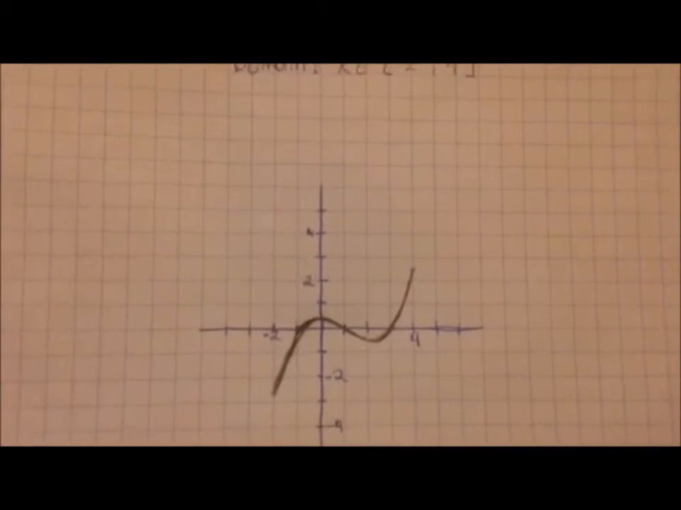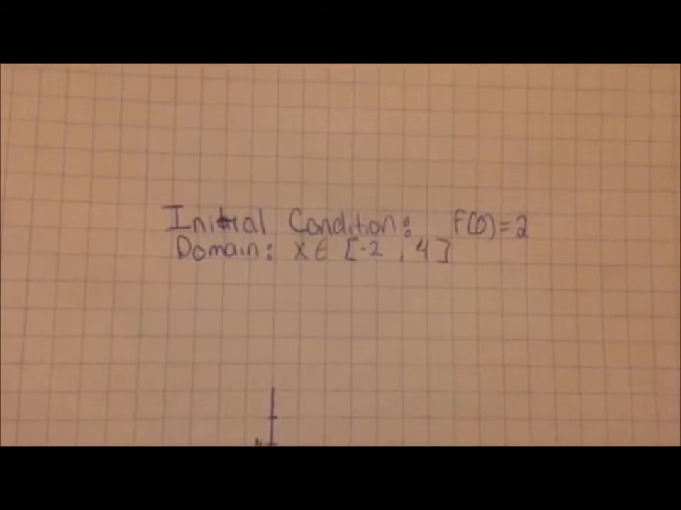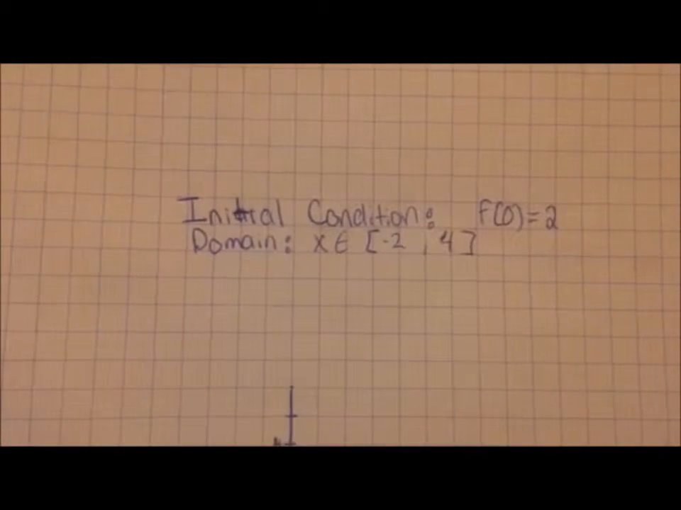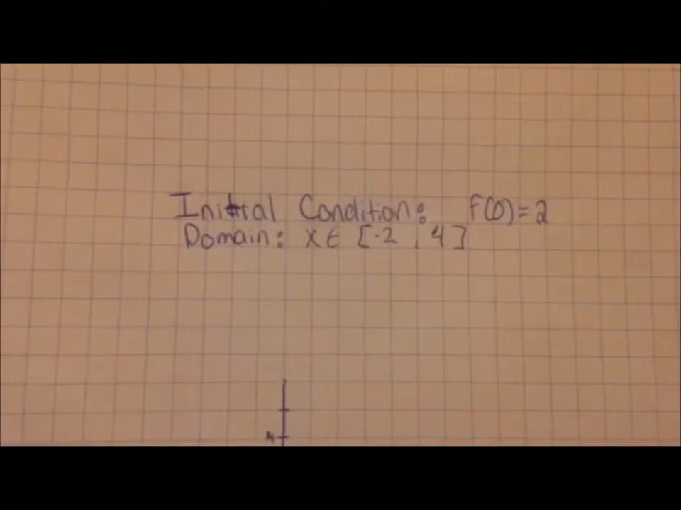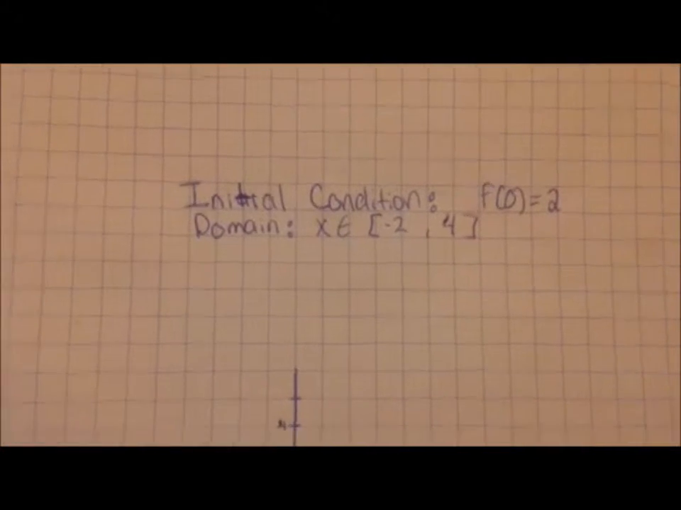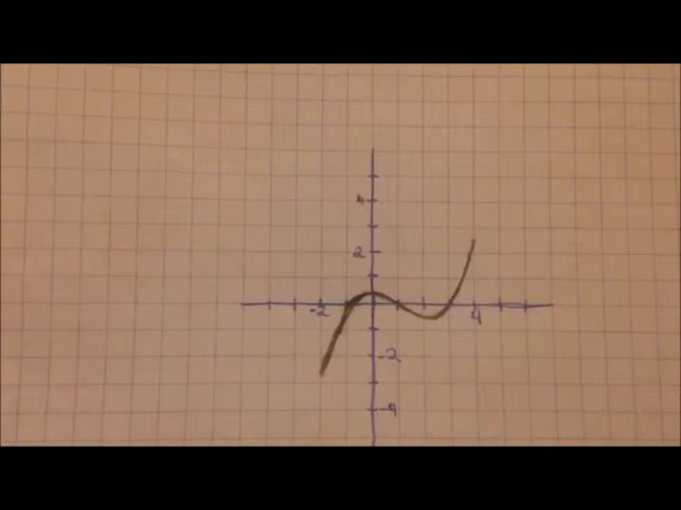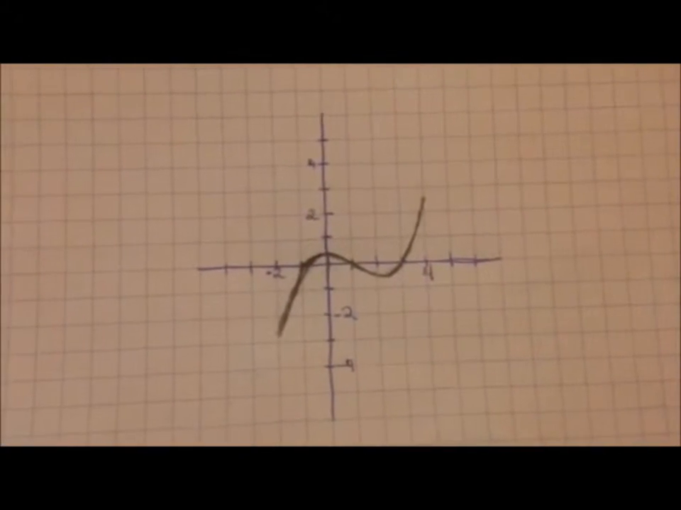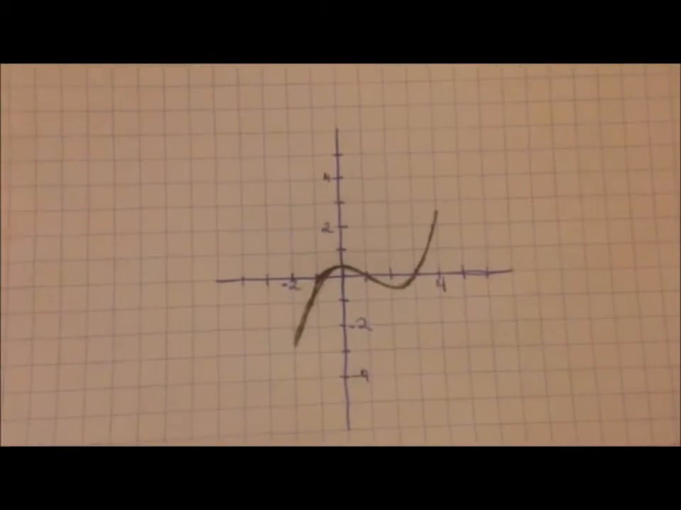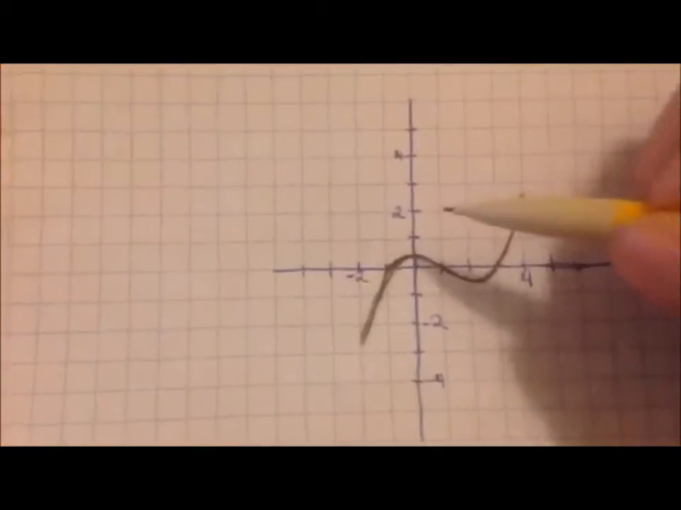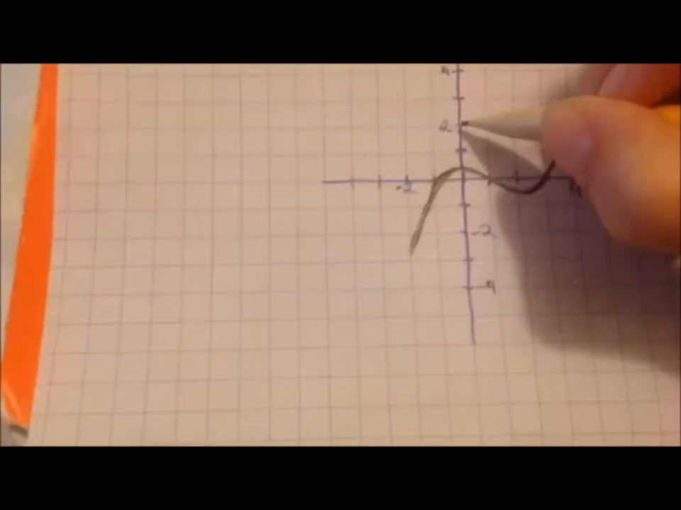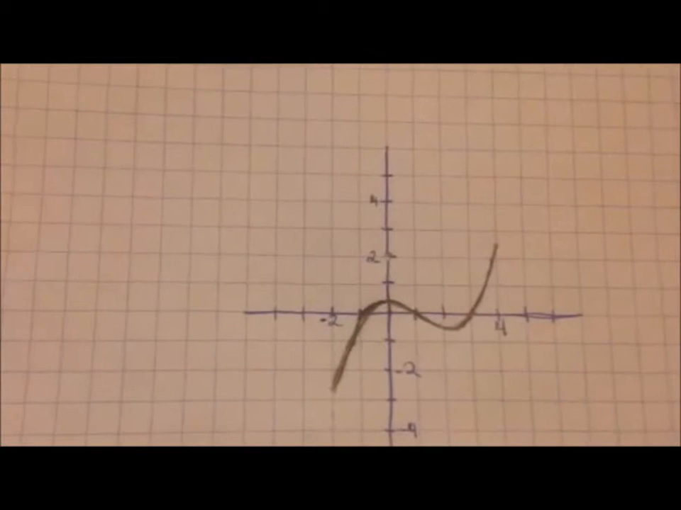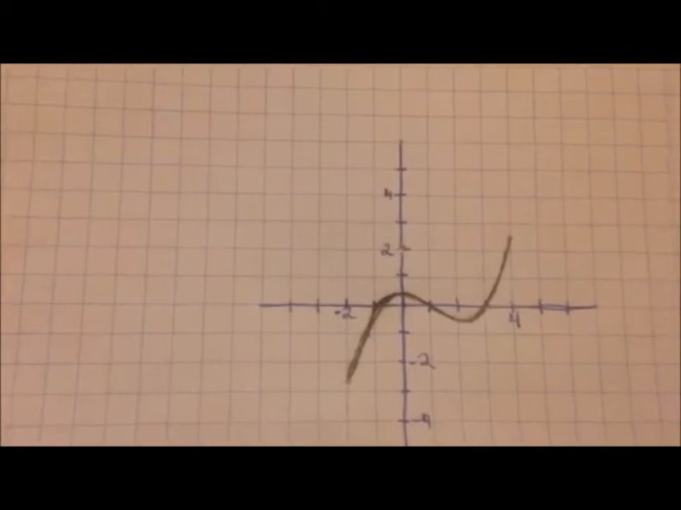For this certain problem, we are given two initial conditions. The first being that in the original equation, when x is equal to 0, y will be equal to 2. The domain of this will be negative 2 to 4, which will also mean on the graph that we will have two endpoints at negative 2 and 4. Now, because we are given the initial condition when x equals 0, y is equal to 2, we can draw the original point right here on the y-axis. This will be the first real point of our original function.